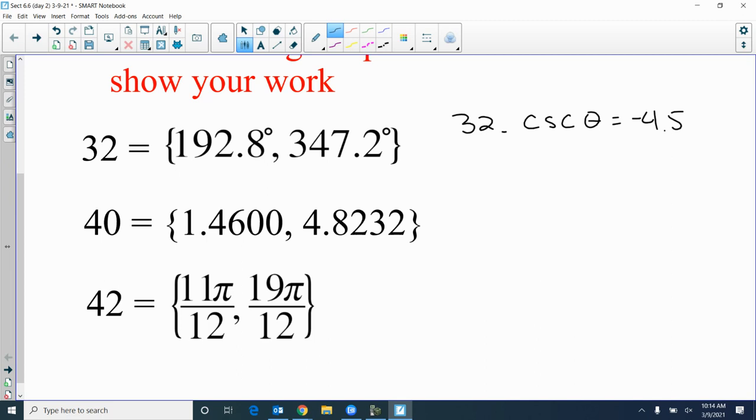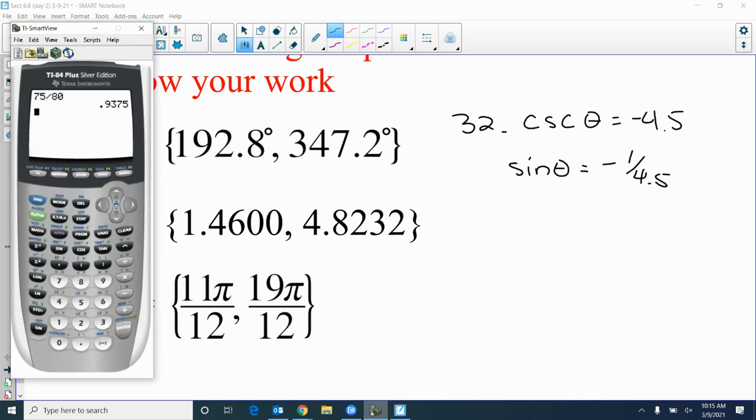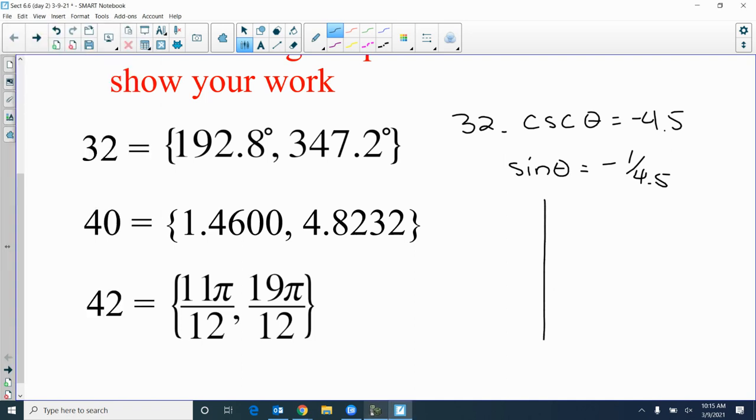Okay, so 32, make that sine of theta equals -1/4.5. And let's see here. That's going to come back as -12.8, which is in quadrant 4. And obviously that's not one of our answers because it has to be between 0 and 360.